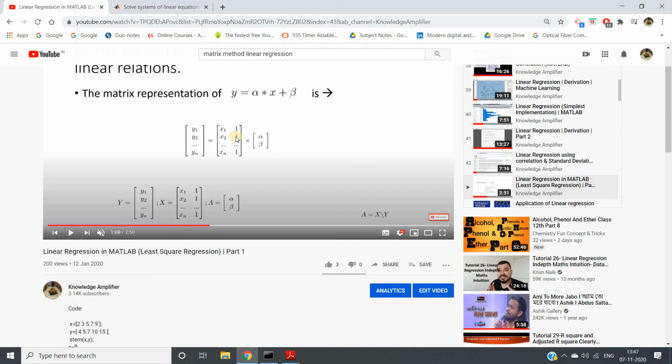Okay, right? So in this video, what we have learned is that the matrix method we previously implemented is nothing but least square regression only. It is nothing but minimizing the sum of square of residual, right?